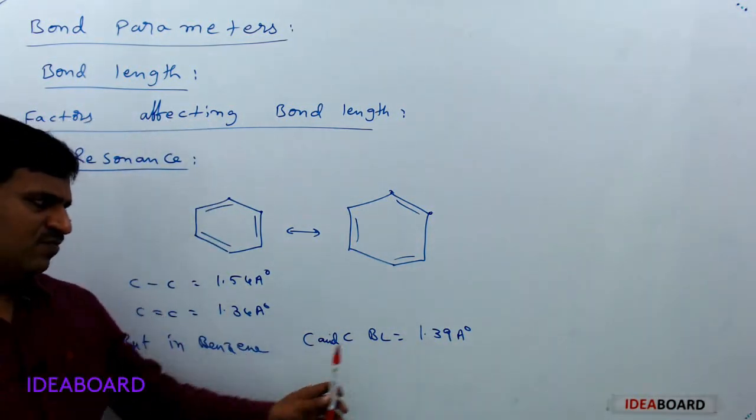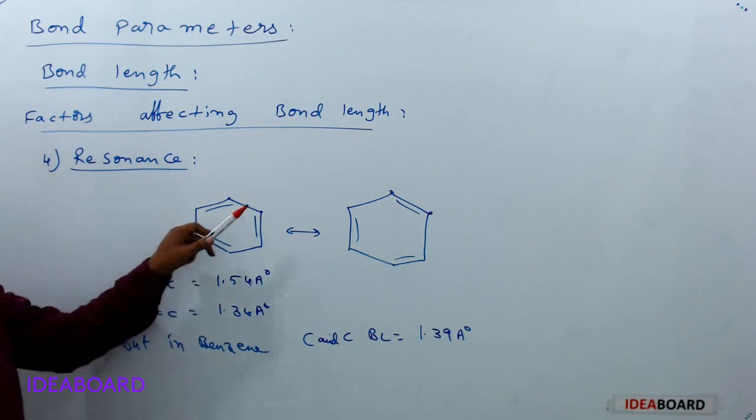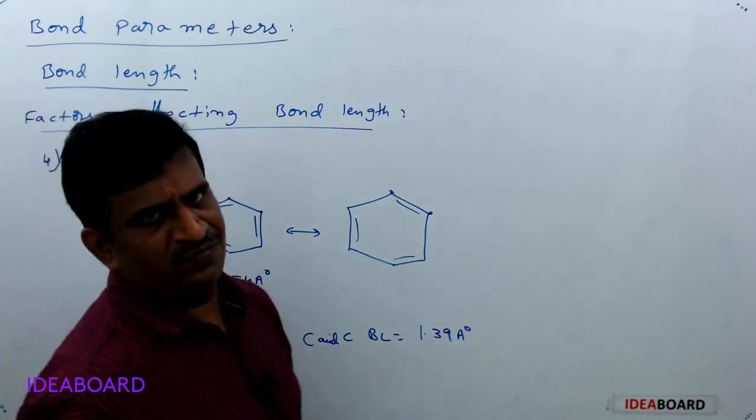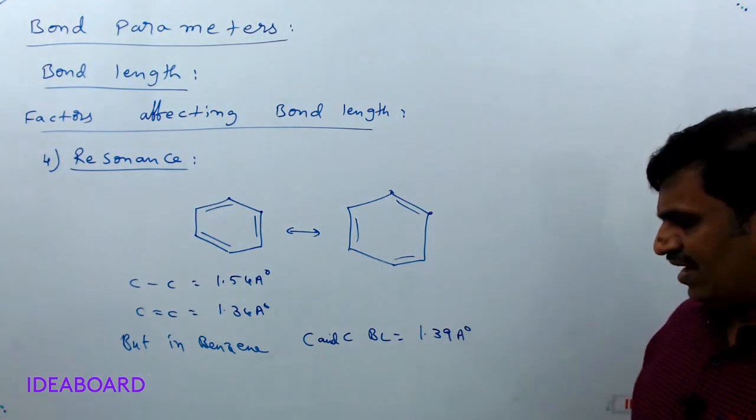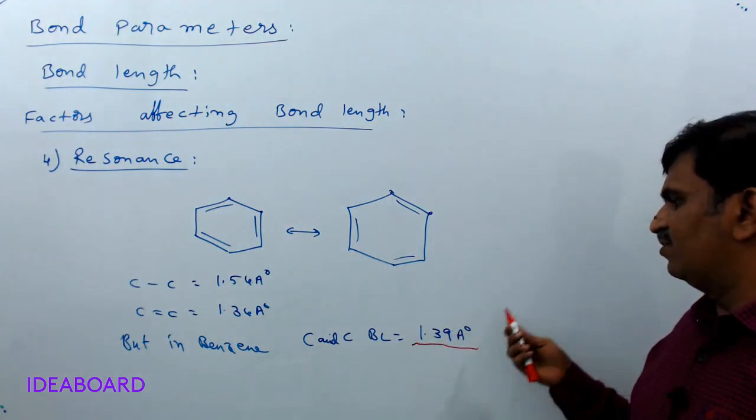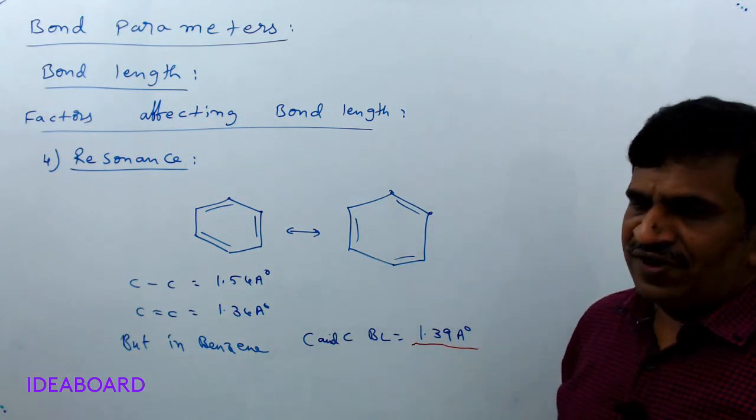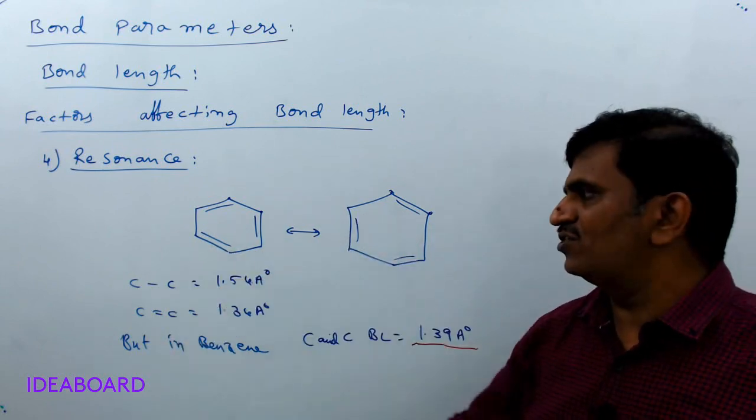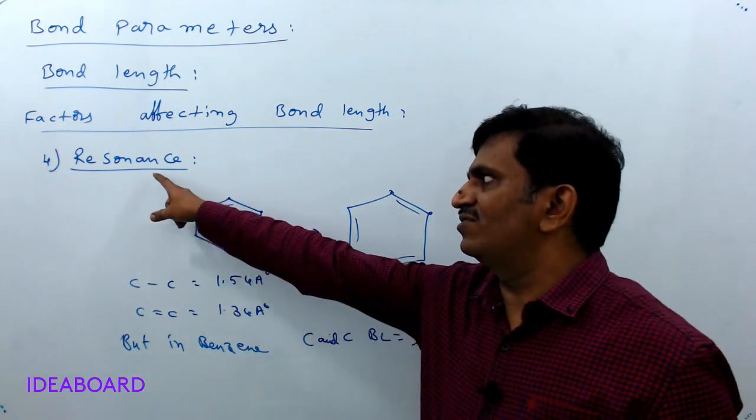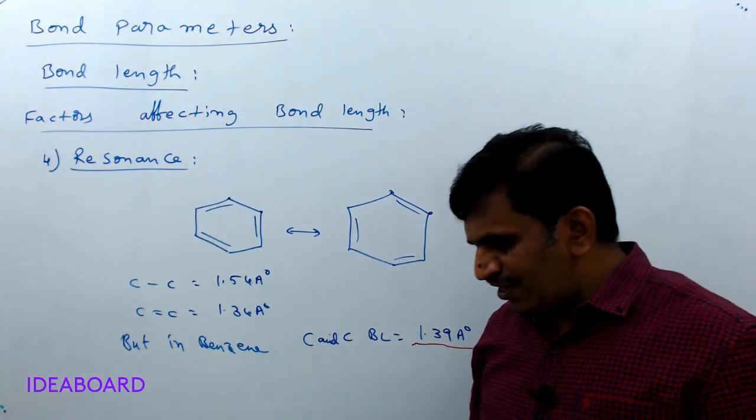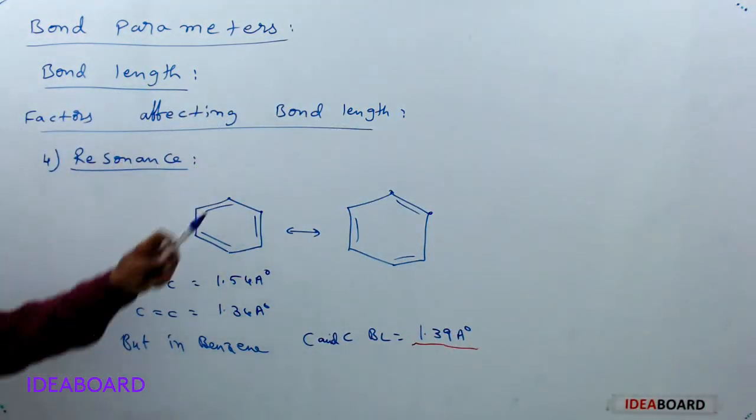What is this? Here it has a single bond, here it has a double bond, so it may be 1.54 or it may be 1.34. But here it is 1.39. This is a practically observed value. It is accurate, no problem here, and this is the correct value. Why do we have 1.39 angstrom instead of either 1.54 or 1.34? The reason is resonance. So how can we explain the effect of resonance?